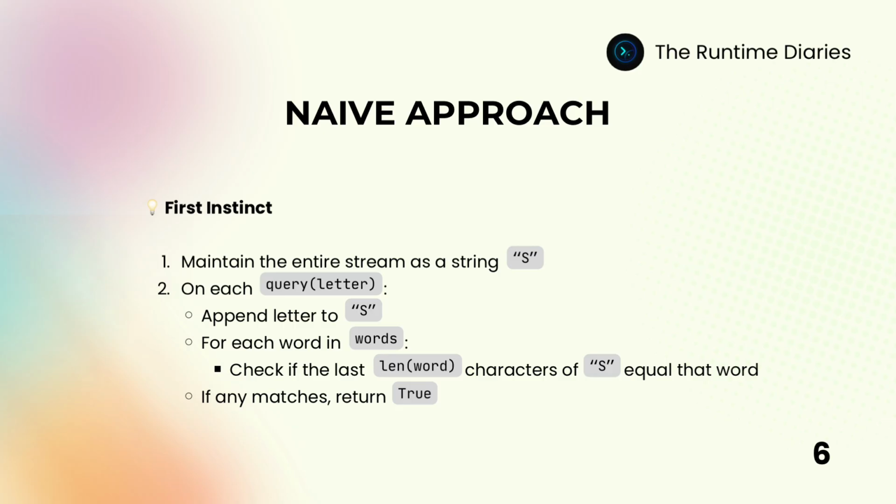If any word matches, return true. This is completely logical. It's how a human would think about the problem. You're literally checking, does my string end with this word? And yes, this absolutely works. On small test cases, it'll pass. It's simple, it's direct, and it's readable. But here's the problem. It's extremely slow when the data set gets large. Why? Well, we're about to find out.